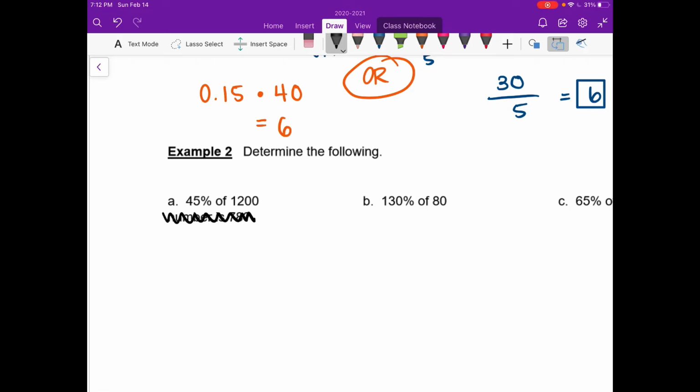So the steps that I would follow for this are as follows. So I would do step 1. I would change 45% into a decimal, or you can do a fraction. For the purposes of this course, I'm going to do a decimal, right? So this becomes 0.45, right?